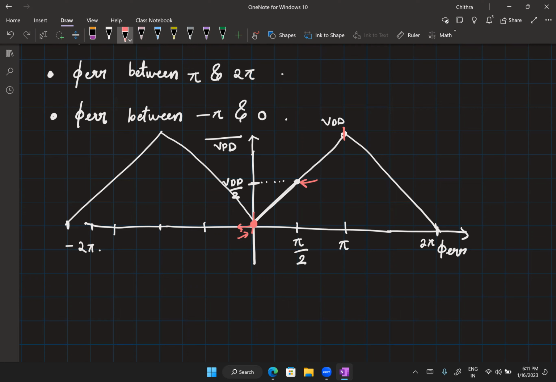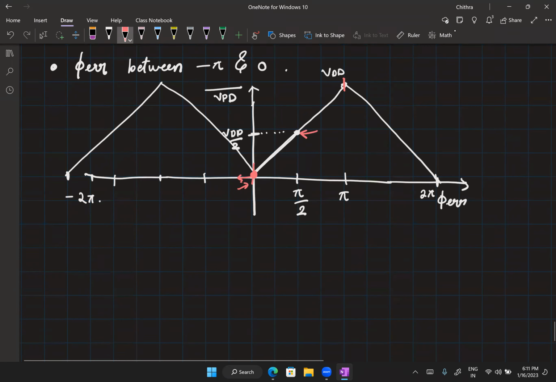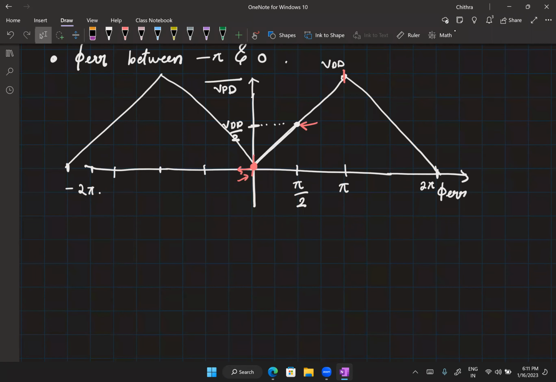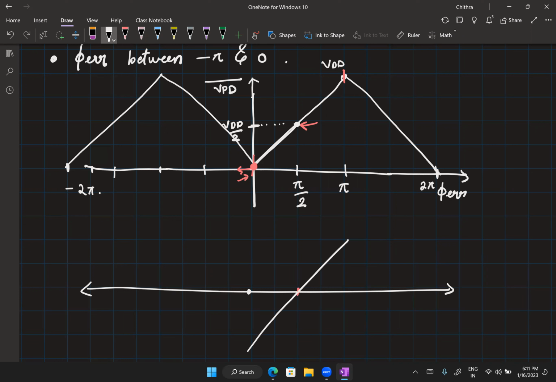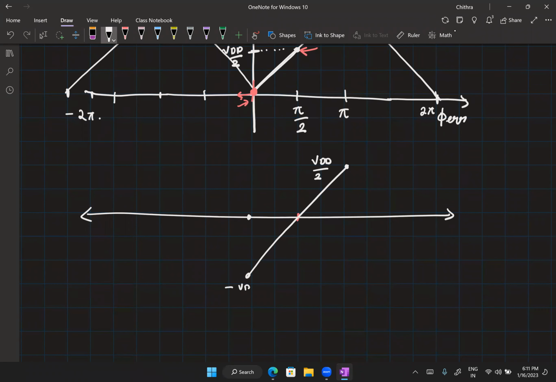But then this current curve cannot be used as it is. We have to do something to shift this curve downwards, right? So this change can be done either in the XOR or immediately after the XOR. But all that you have to do is now shift the curve downwards such that for a value of pi by 2, you cross through the 0. So this value will be equal to VDD by 2. This will be equal to minus VDD by 2.